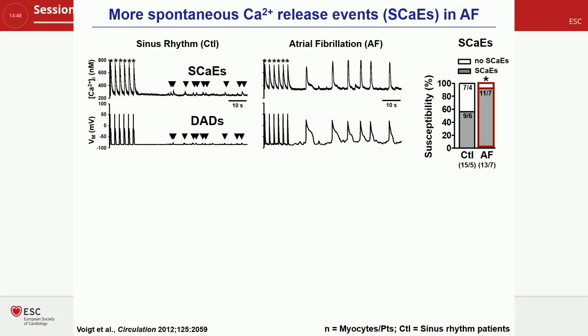In order to investigate that on a cellular level, we measured calcium concentration and membrane potential simultaneously with the patch clamp technique. And you can see here, after steady state stimulation, we stopped the stimulation, and already in sinus rhythm you can see very small calcium releases together with associated very small membrane depolarizations, which are called DADs. In atrial fibrillation, these spontaneous calcium releases occurred in many more myocytes, and they occurred with a much higher frequency.